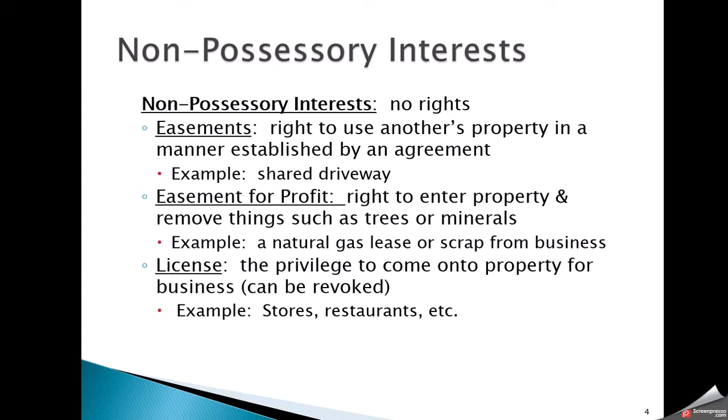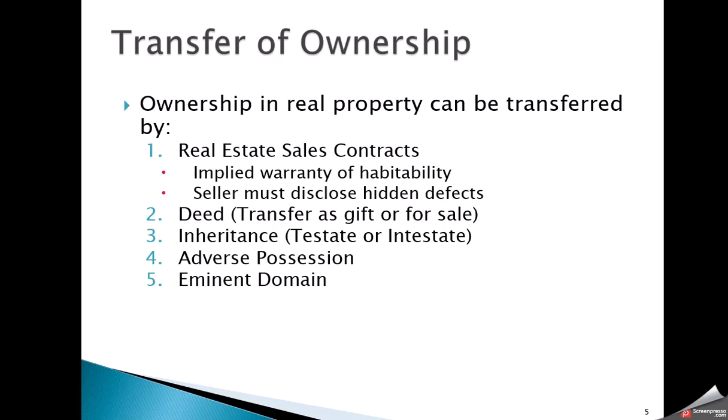A license is when it is like our stores and restaurants, where they are inviting the public to come on their property so that they can do business. Ownership of real property can be transferred through a sales contract, and we'll talk a little bit more about those. You expect to have a warranty of habitability, that everything's going to be fine and in working order. If the seller knows of any hidden defects, they have to disclose it.